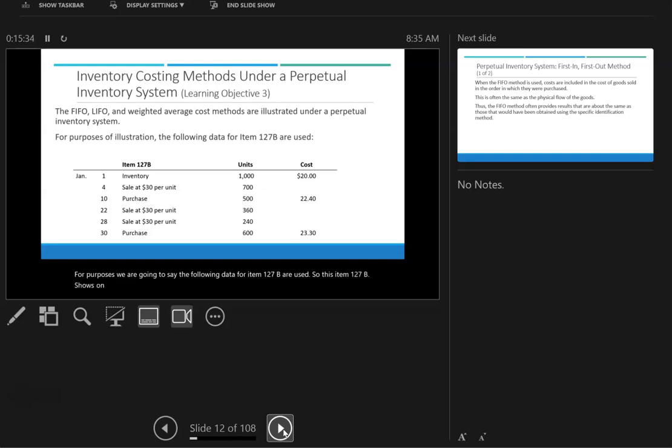So this item 127B shows on January 1st, we had on hand 1,000 units with a cost of $20. On January 4th, we sold 700 of them at $30 per unit. Then on January 10th, we purchased 500 units at $22.40 apiece. Then on January 22nd, we sold 360 of them. On January 28th, we sold 240 units. And then on January 30th, we purchased 600 units at $23.30 apiece. So this is the example we're going to use to come up with our various different figures.